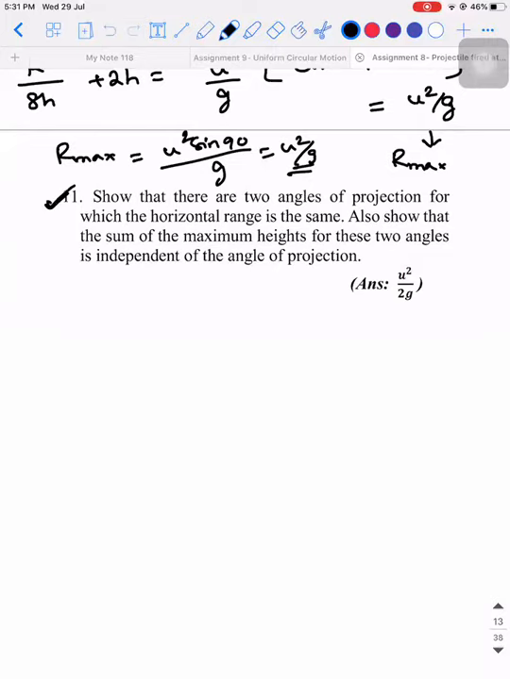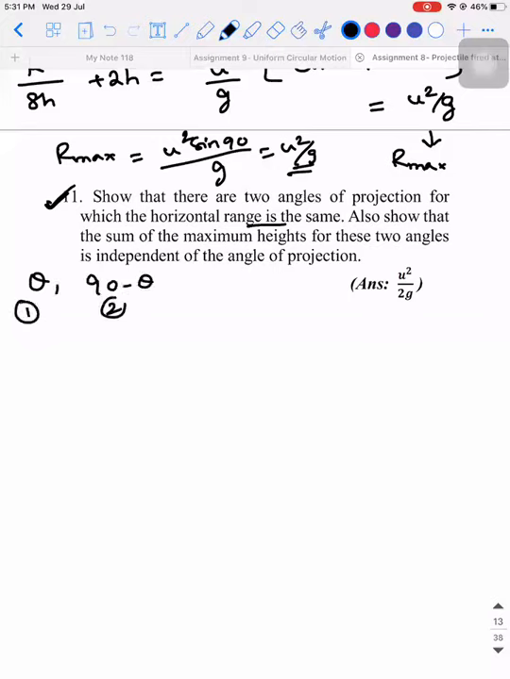Show that there are two angles of projection for which the horizontal range is same. This one I've already proved. What are the two angles of projection? One is theta and the second is 90 minus theta. You can refer to the class notes. Also show that the sum of the maximum heights for these two angles is independent of the angle of projection. So what are the two angles of projection? Theta and 90 minus theta.